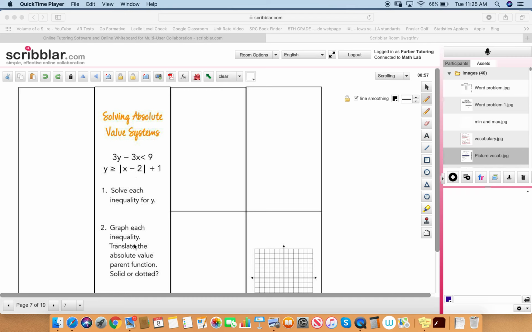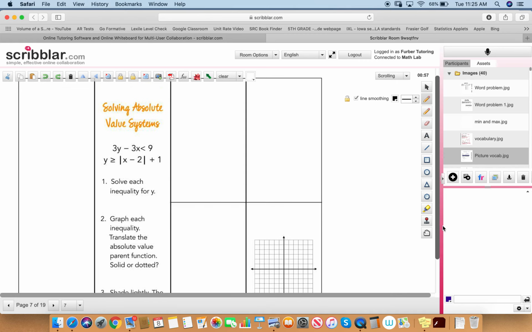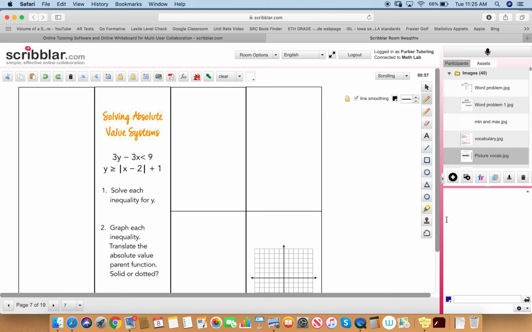We're going to graph each inequality, and we're going to translate the absolute value parent function for that one, and make them solid or dotted. So same idea as before, except now we're dealing with an absolute value one. I'll go ahead and write the first one, the linear one.